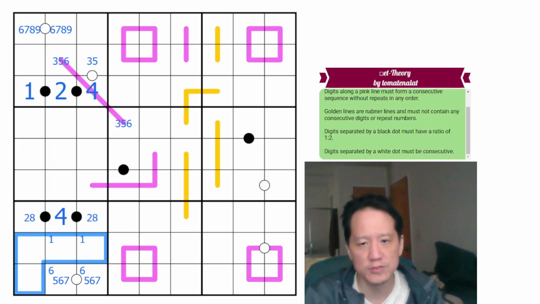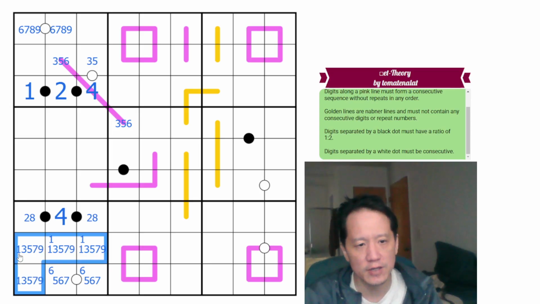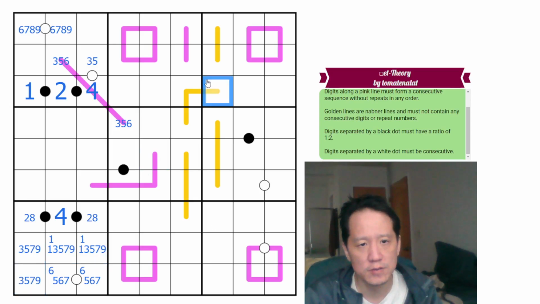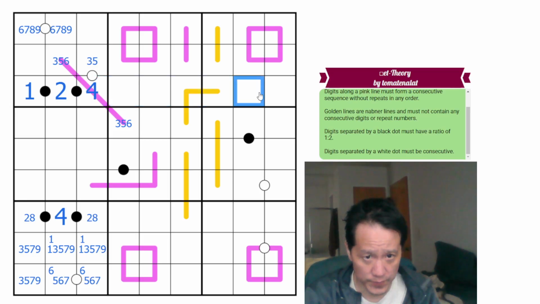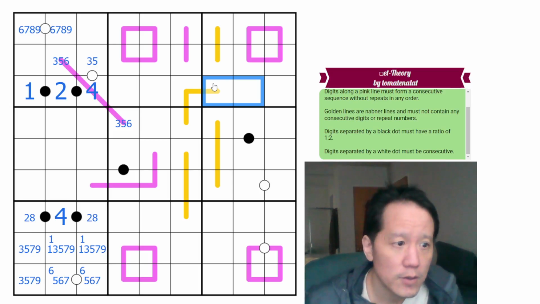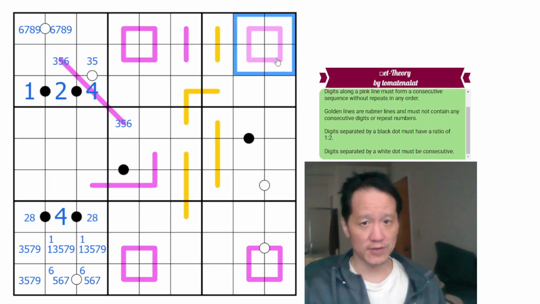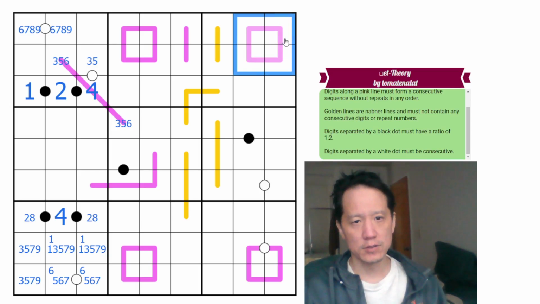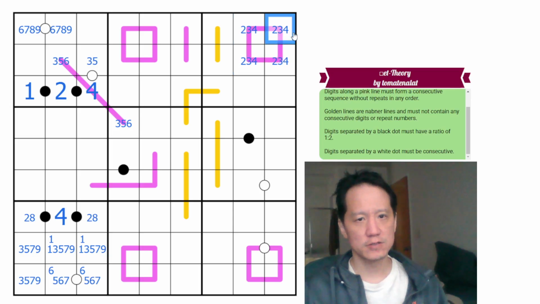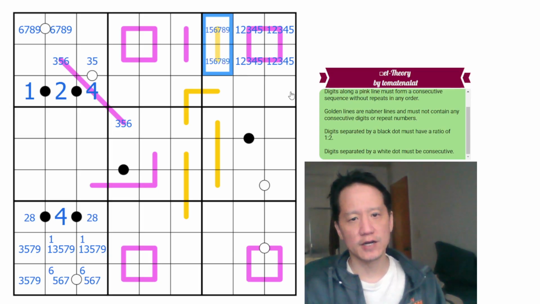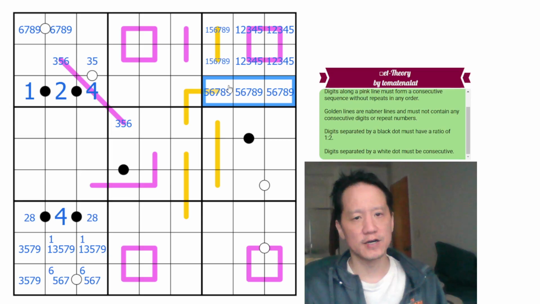The rest of these cells are specifically 1, 3, 5, 7, or 9, and these can't be 1. 1, 2, 4 here. So this cannot be 1 and 2. So this must have a 2, at least a 2 here. So it could be 2, 3, 4 at least. So this has to be 2, 3, 4, and it's 1 or 5. So this is 1, 5, 6, 7, 8, 9. And this is also 5, 6, 7, 8, 9. It cannot have a 3. So 3 has to be here.